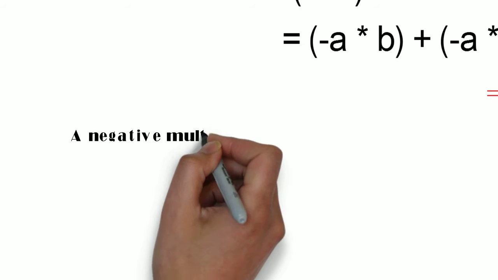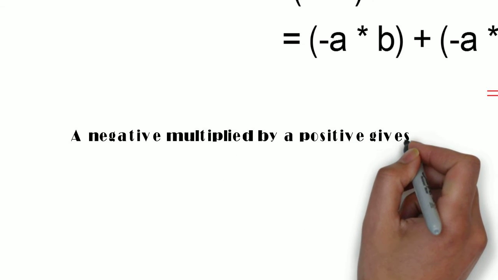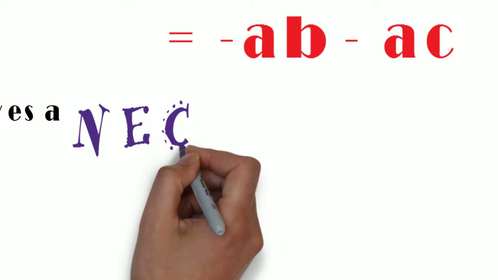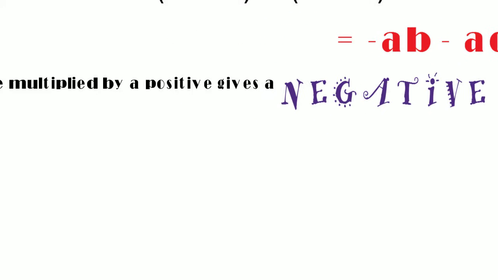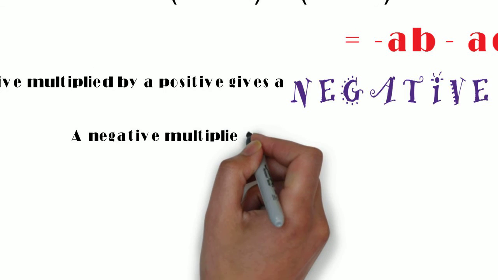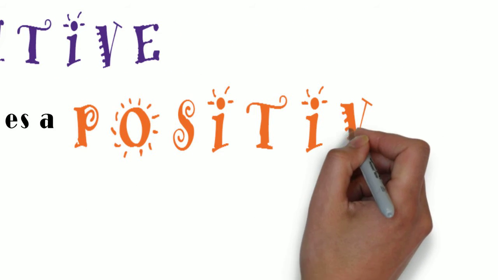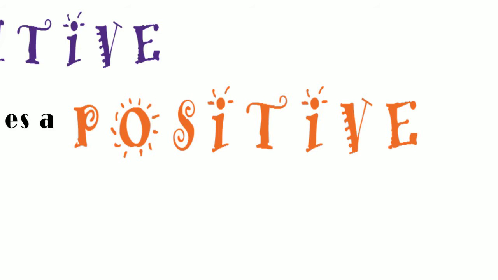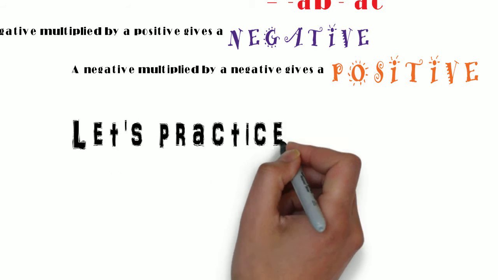And you guys remember your multiplication rules. If a negative is multiplied by a positive number, that's going to give us a negative number. And then if a negative number is multiplied by another negative number, those are going to cancel each other out and it's going to give us a positive. So let's think positive, you guys, and let's practice a few.